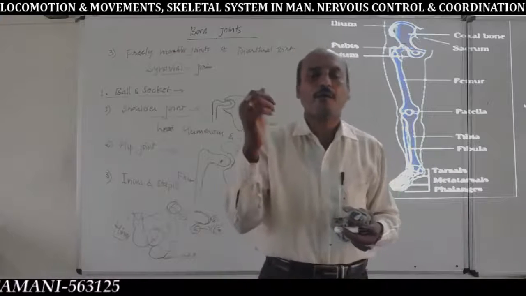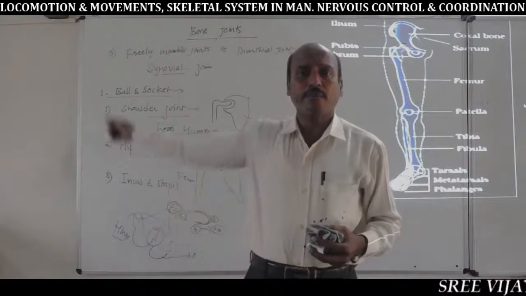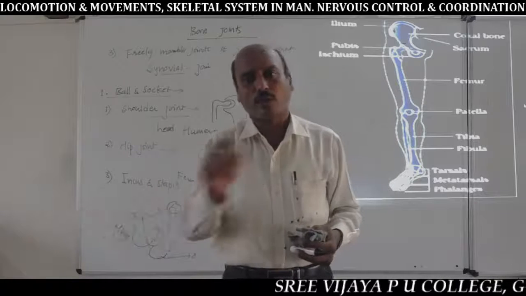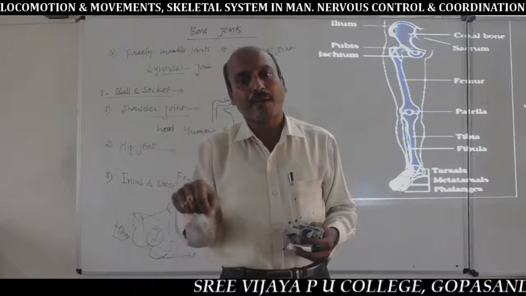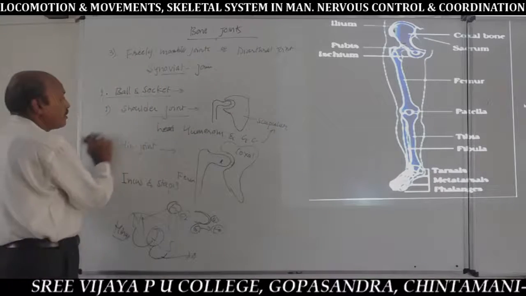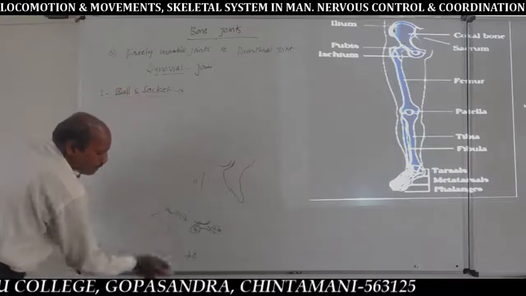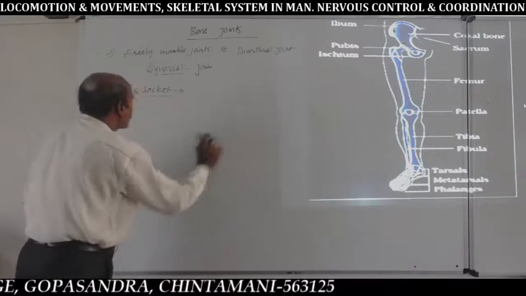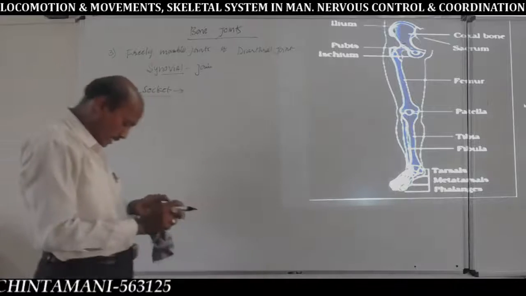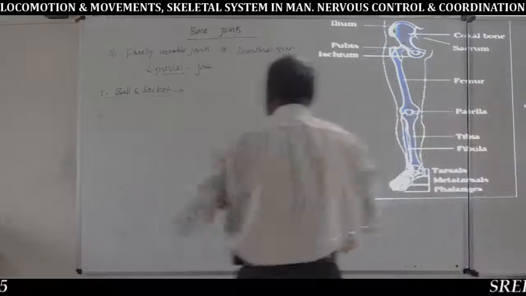So in the topic of ball and socket joint, these joints can move freely in all directions, in multiple directions, never in one plane, either vertical plane or horizontal or transverse plane. That is the first type of synovial joint called ball and socket joint. Then next to the ball and socket joint, the second one is the hinge joint.